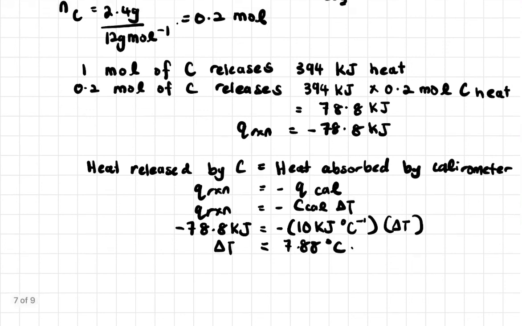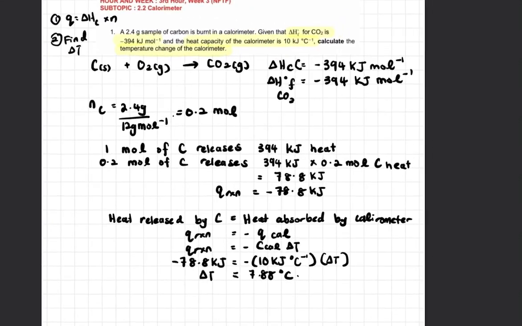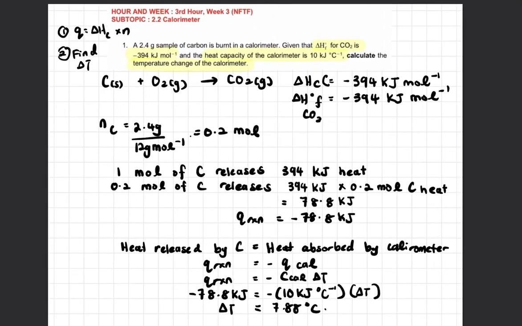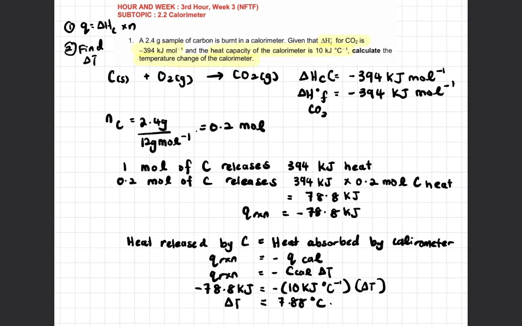Like that. Very simple lah. Cuma yang first tu je. Yang ayat yang first tu je awak macam kena fahamkan sikit. Apa beza, kenapa dia bagi delta HF padahal yang kita nak delta HC. Tapi sebenarnya diorang tu adalah benda yang berkaitan and sama sahaja. Okay.